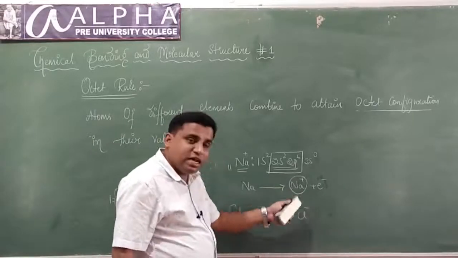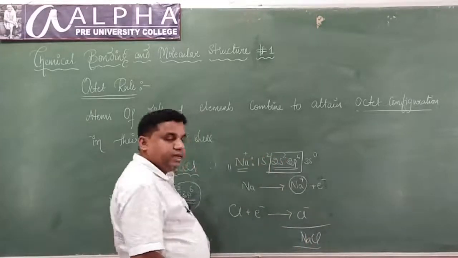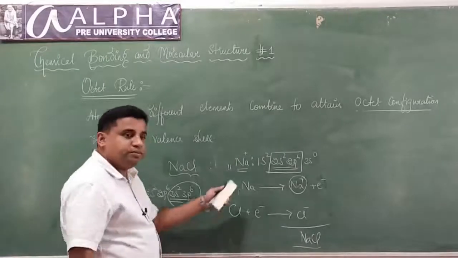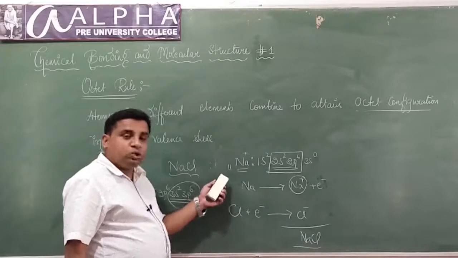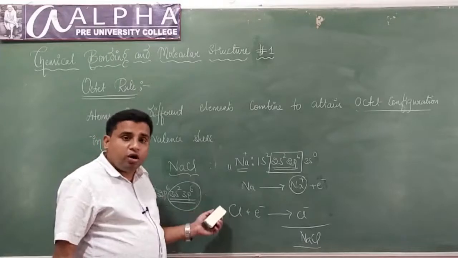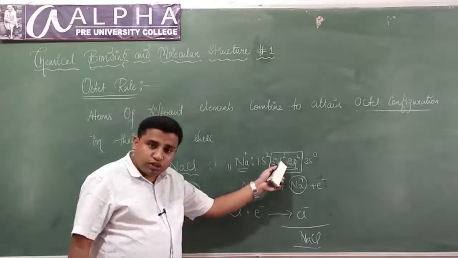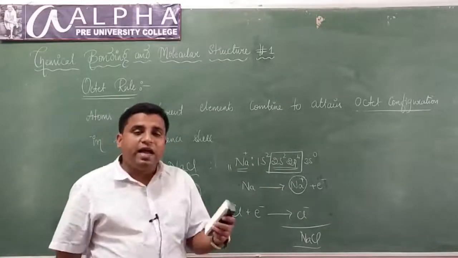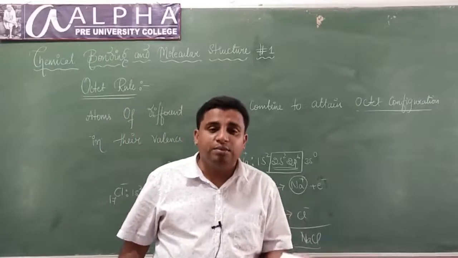Now oppositely charged ions will attract to form what? NaCl. Is it correct? This is how sodium chloride is formed. So why does an atom of sodium combine with an atom of chlorine to form sodium chloride? Because sodium has the tendency to have 8 electrons in its outermost shell, and chlorine also has the tendency to have 8 electrons in its outermost shell. If the elements have 8 electrons in the outermost shell, they become stable. They attain stability. Correct?